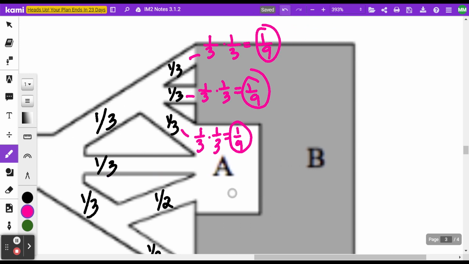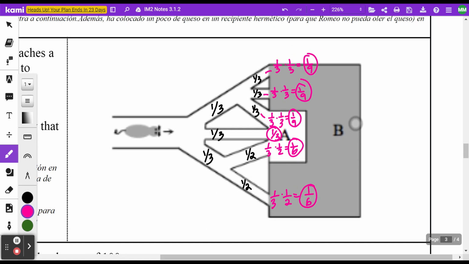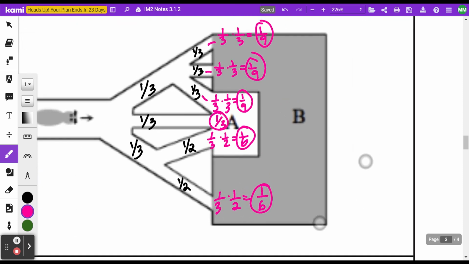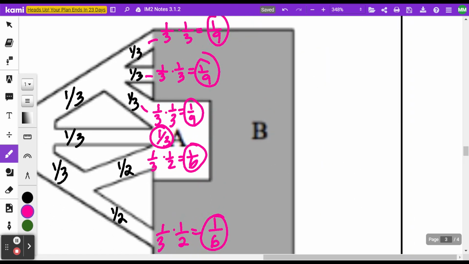Now I'm doing this branch right here. This is just 1/3 because I'm not multiplying 1/3 by anything. So that's just the final answer for that branch. This is 1/3 times 1/2, which is 1/6. And this is again 1/3 times 1/2, which is again 1/6. Okay. And I know that that's a little bit hard to look at, so I'm going to try to make it even more clear.